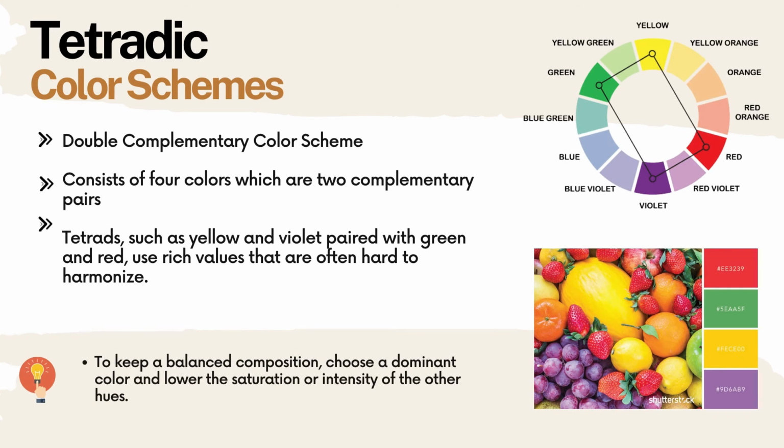Tetradic colors. Complementary colors are already intense in nature. Double complementary, or tetradic, color schemes up the ante by using 2 pairs of complements. Tetrads, such as yellow and violet paired with green and red, use rich values that are often hard to harmonize. To keep a balanced composition, choose a dominant color and lower the saturation or intensity of the other hues.